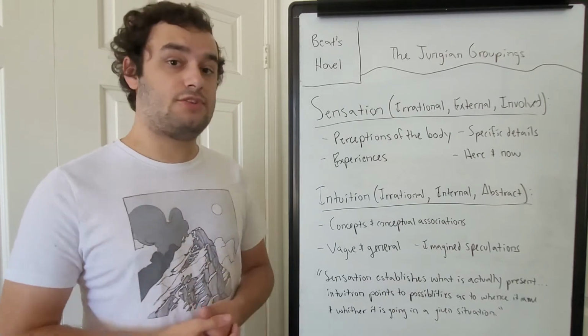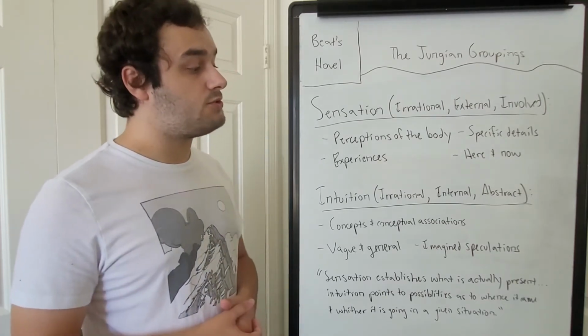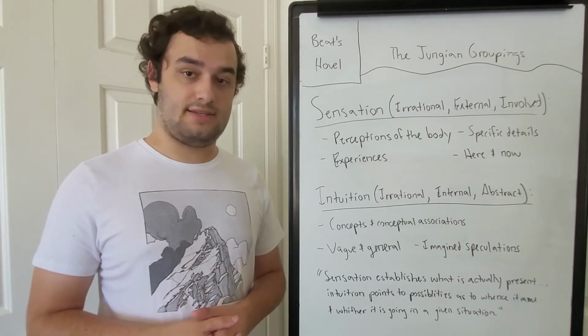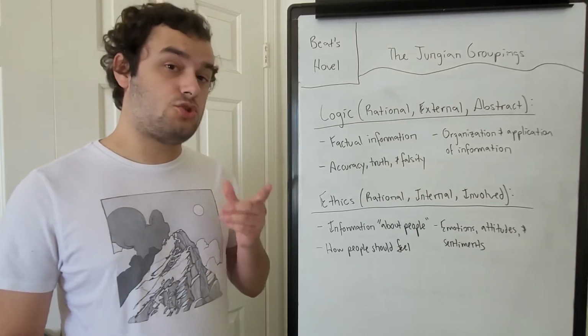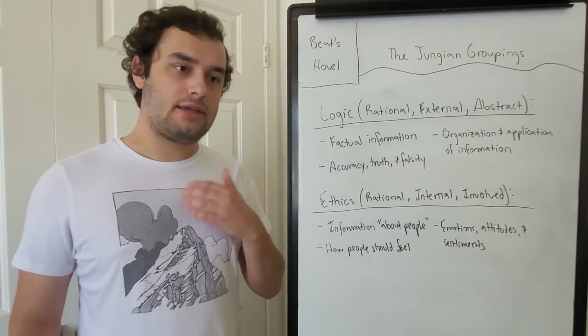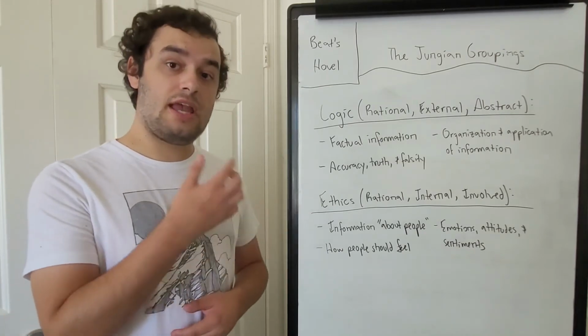So yeah, that's two of the information groupings, and now we will move on to logic and ethics. All right, I'm back with the last two Jungian groupings, or categories of information. The last two are logic and ethics.